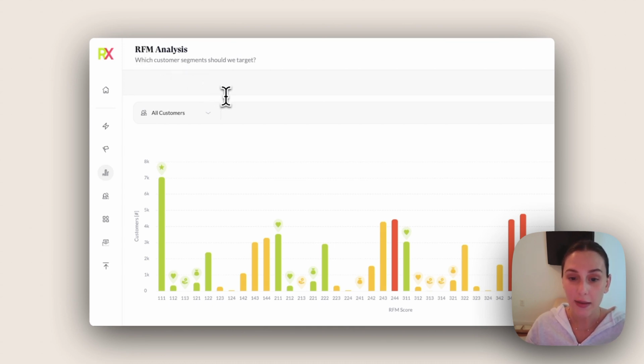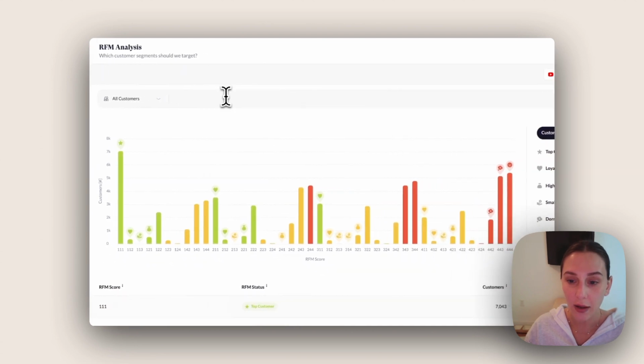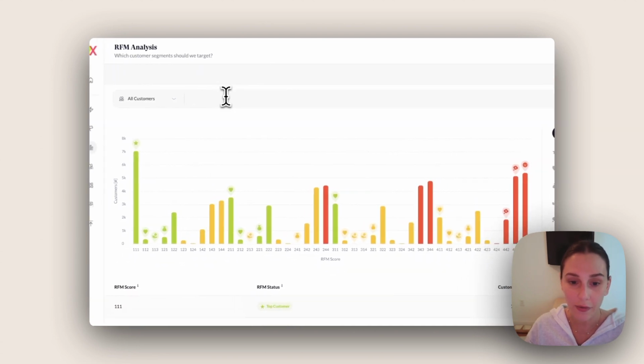If we take a look at this chart below here, and if we were to hover over a certain RFM score, such as a 143, for example, what this would be identifying is any customer in your customer base who has scored in the top quartile in terms of recency, so the best, the worst quartile in terms of frequency, and then that third quartile in terms of monetary value. So that's how you would interpret this.